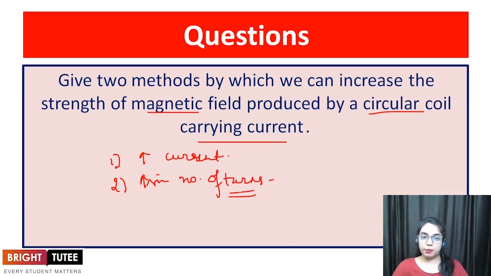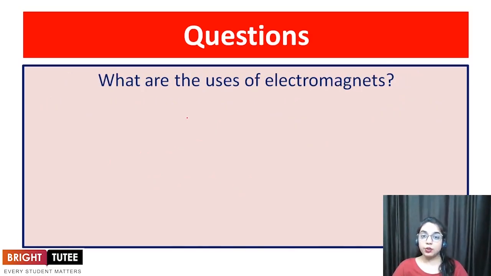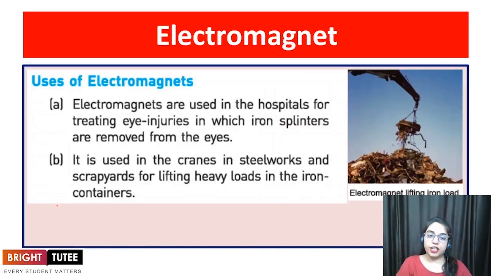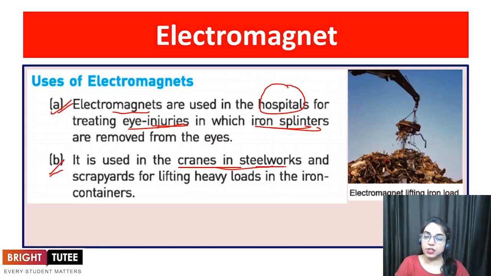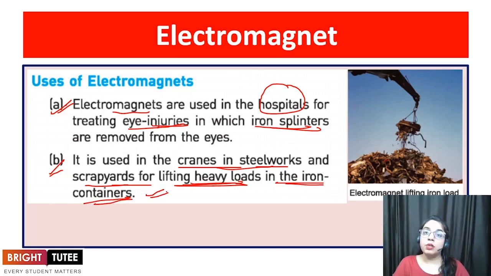Okay, so let's move to the next question, which is, what are the uses of electromagnets? So children, the first use of electromagnets is that they are used in hospitals for treating eye injuries, wherein we require to remove eye splinters from the eyes. Okay, so it is used in hospitals. Second, it is used in the cranes in steelworks or scrap yards for lifting heavy loads in the iron containers. Okay children, so it can be used to lift heavy loads using the iron containers.